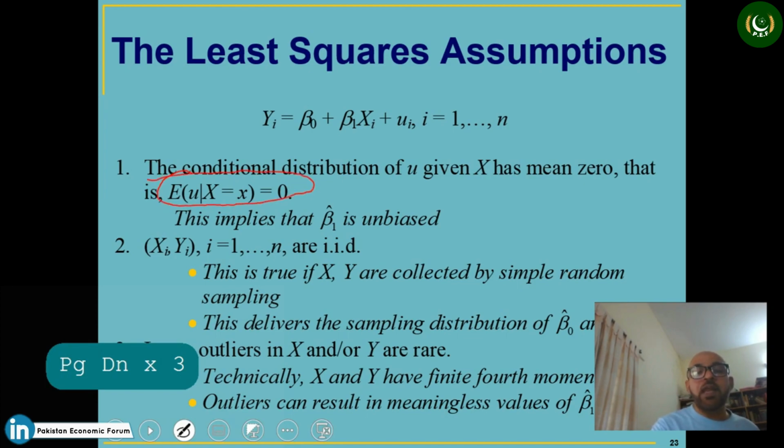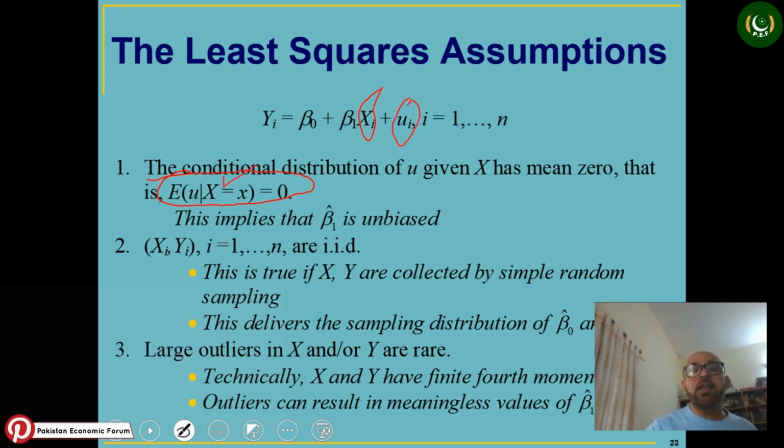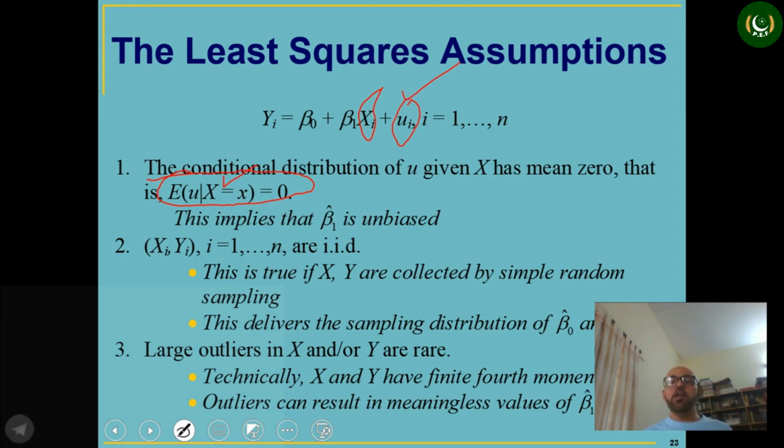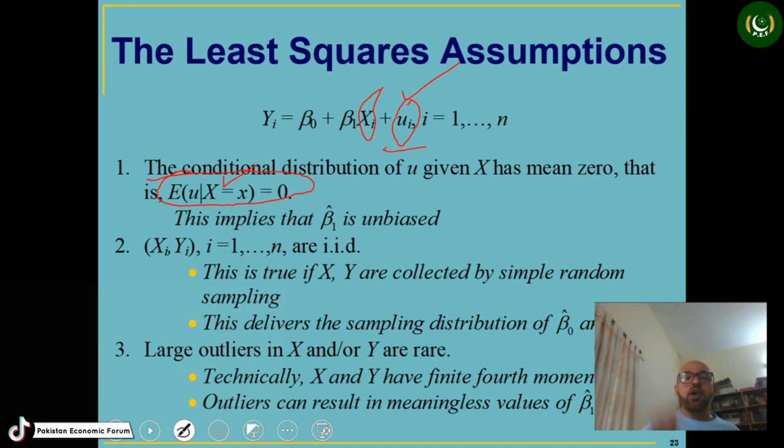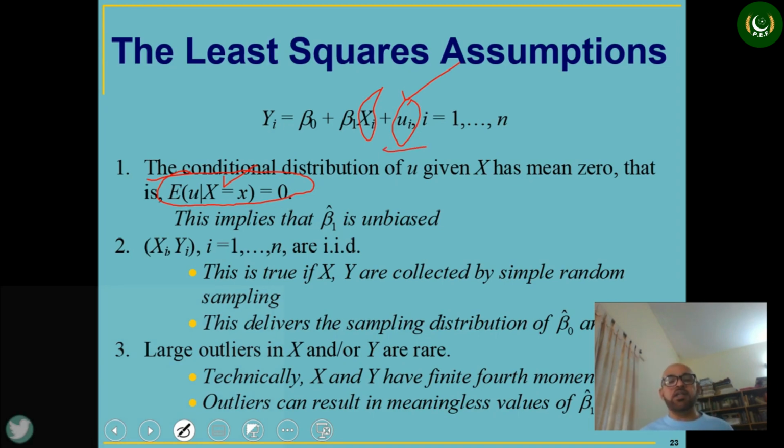Expected value of u given x. It means x and u are independent. X does not contain any information from which you can predict y. So u is random. If u is not random, it means there is some systematic error, and we need to reformulate the model. We'll discuss it in multiple linear regression.